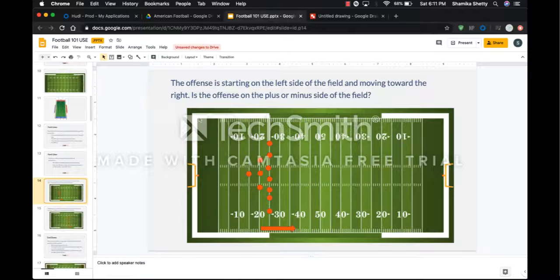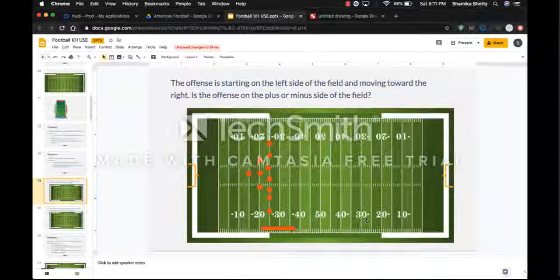So the left is their defensive end zone. This where they are moving towards is their offensive end zone. This is where they will try to score a goal or a touchdown. Now you have to answer this question. Is the offense on the plus or the minus side of the field? This is where they are standing. Remember the offensive position that we had discussed earlier? This is somewhat the position that they are standing on.